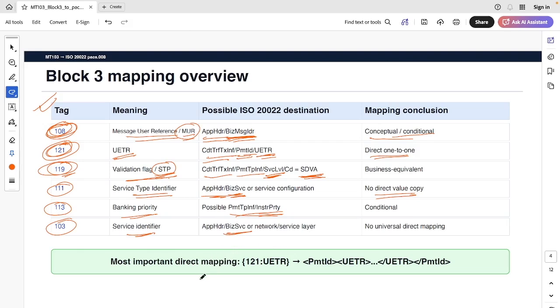The key takeaway from this slide is that not every source field has a one-to-one destination. Only field 121 is directly mapped to your UETR element under your payment ID and inside the credit transfer transaction information. Field 108 is conceptual or conditional. And then fields 103, 111, 113 are conditional, or they are mostly service dependent. Then field 119 influences the applicable STP processing profile.